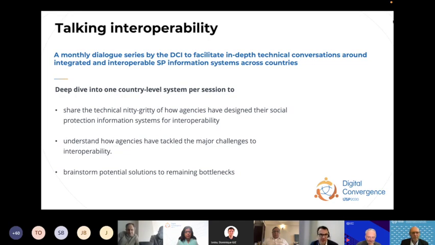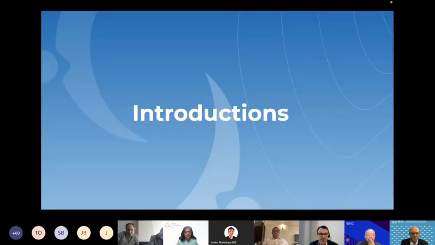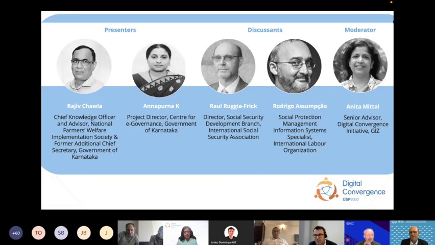So let's look at the session and the colleagues whom we have on the panel today. We'll have two presenters, which, Domi, can you move to the next slide, please? They will be walking us through the Kutumba system: on the one hand, Rajiv Chawla, and on the other hand, Annapurna K, and I'll give you a more detailed background of everybody in a second. They will present us the Kutumba system, and we'll have two colleagues, Raul Rujiafrik and Rodrigo Assumpção, as the discussants in that session, who will share first reflections.